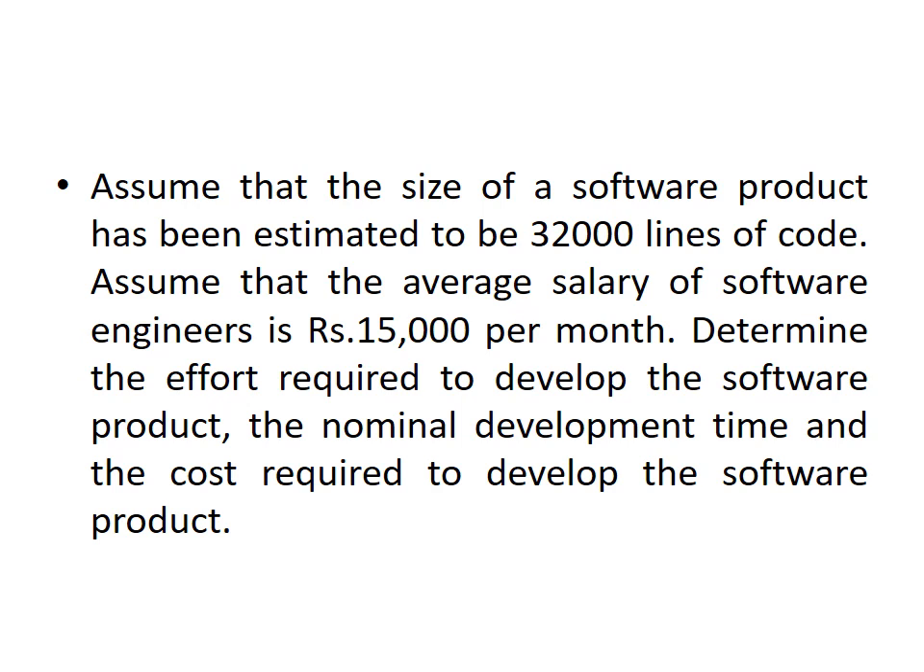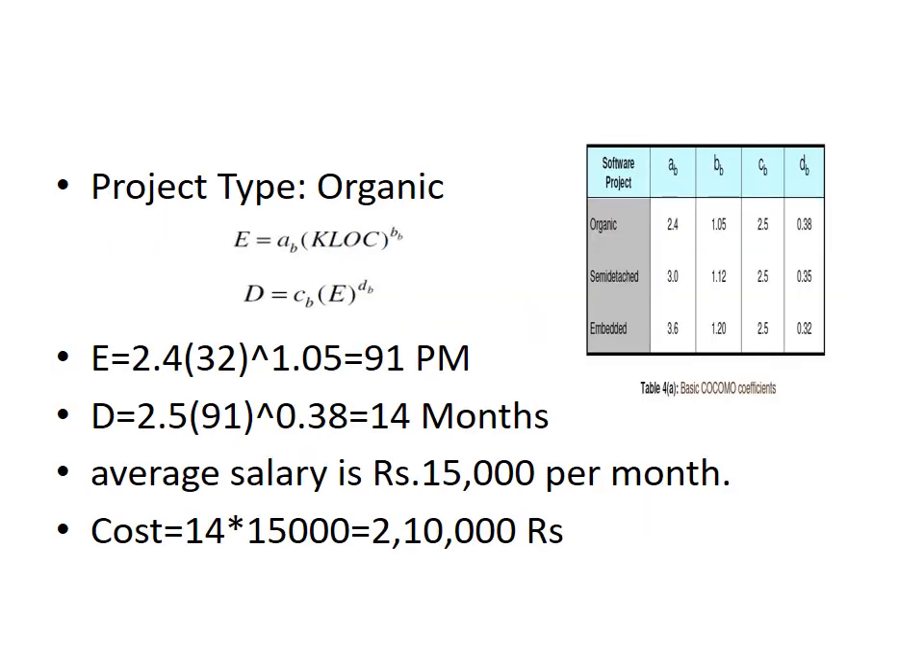If the size of our project is between 0 and 50 kilolines of code, it is an organic project. So our project is an organic project, and we use the coefficients of the organic mode. The effort is estimated as a into kilolines of code raised to b, and in that way we calculated the effort as 91 person months. The duration is c into effort raised to d, and in that way we compute the duration as 14 months.